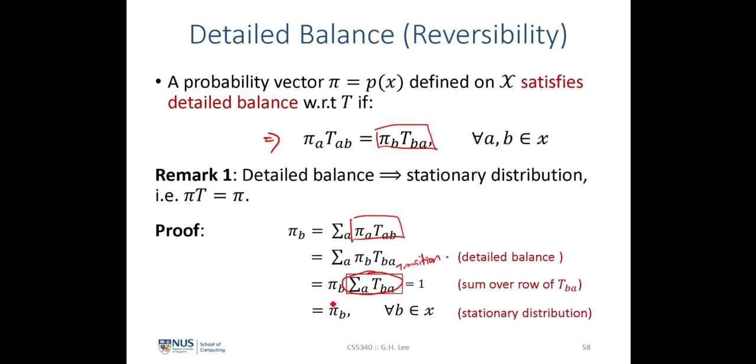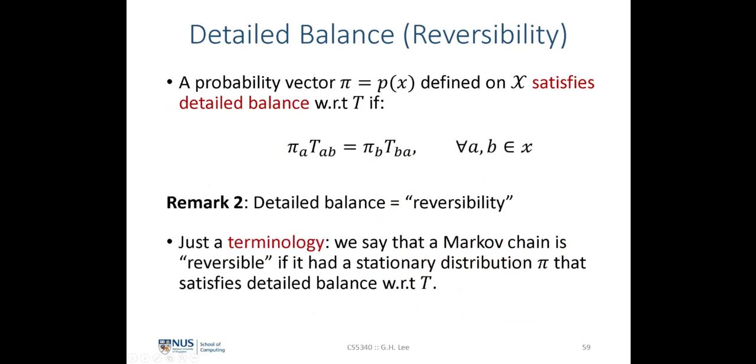We can see that no matter how many times we transit, since the sum of the transition matrix equals 1, we always end up with the same distribution, and hence the stationary distribution is satisfied. And since we derived this stationary distribution relation from the detailed balance, this means that detailed balance implies the stationary distribution. The second remark is that detailed balance implies reversibility.